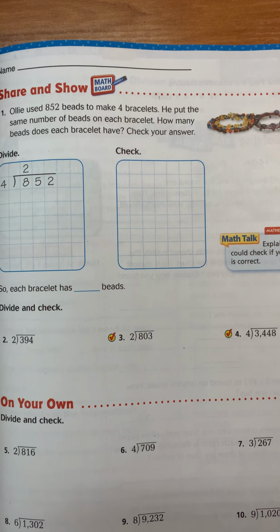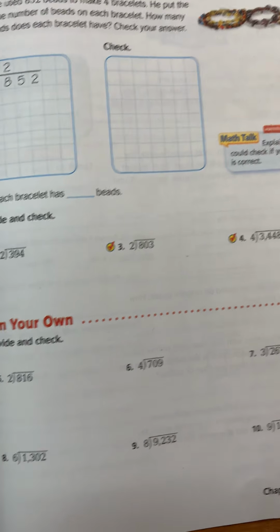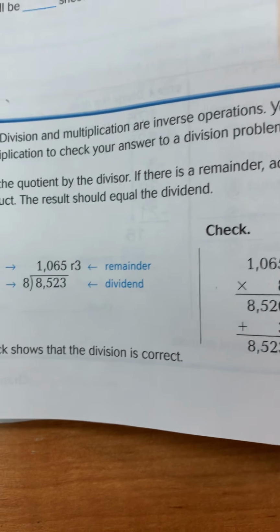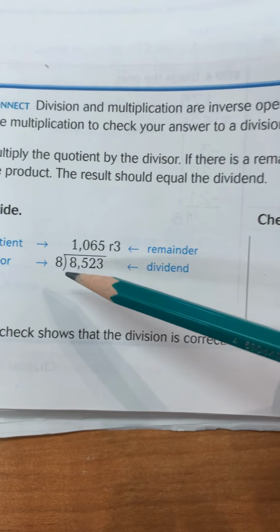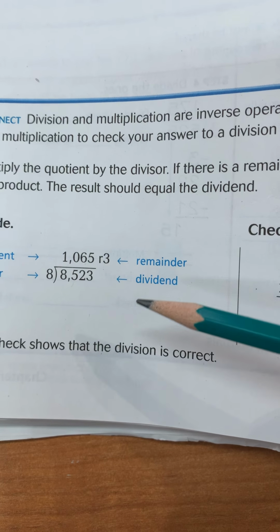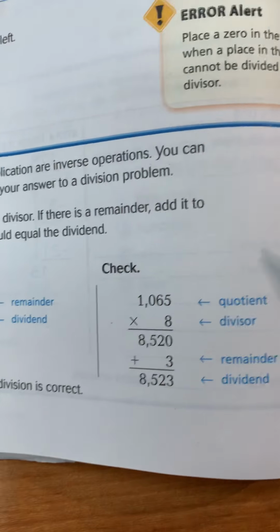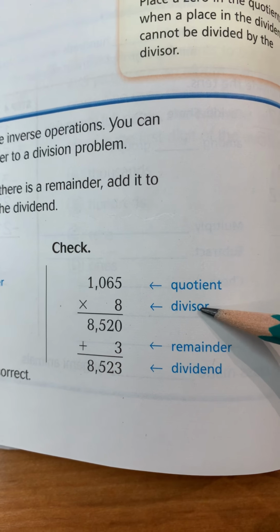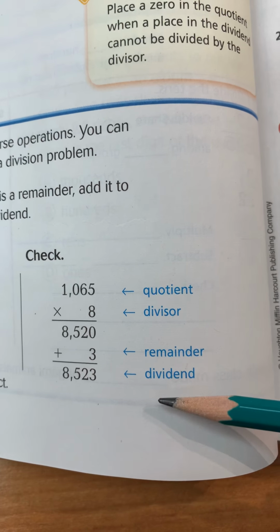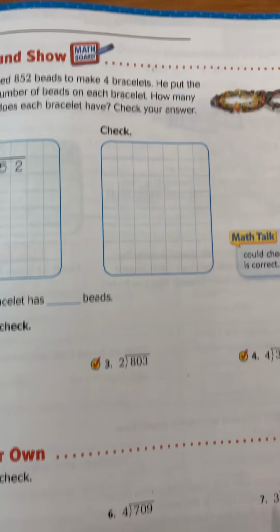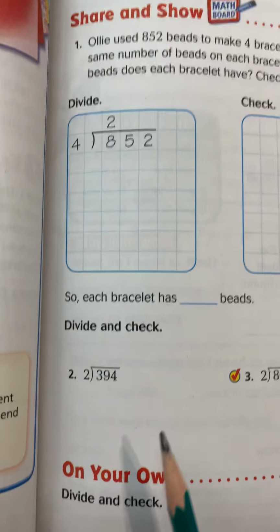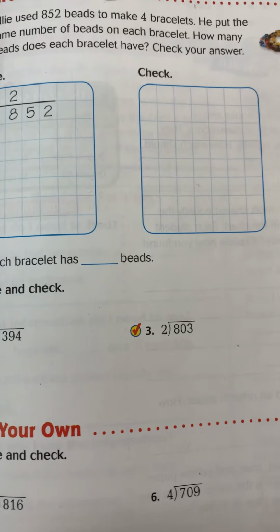Check your answer. So the check, as we look down here on the bottom of page 180, the check is the multiplication. So you see here the divisor, the dividend, the quotient with the remainder. And then the check is the quotient multiplied by the divisor, which gives you the dividend, and then you add the remainder for the total dividend. Now, if you didn't do this, you didn't complete the page. If you did the division and you didn't do the check, you didn't complete the page.